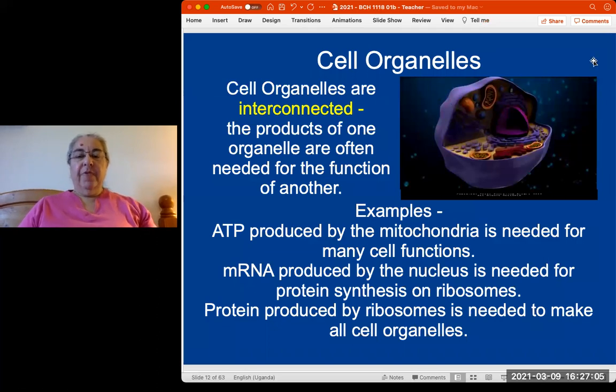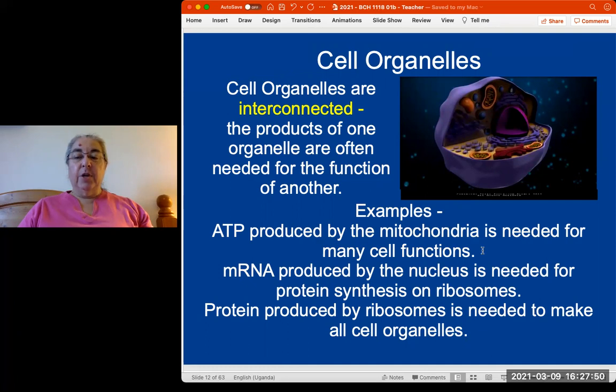So, one of the main points I want you to remember from that video is the way that cell organelles are interconnected with one another. Physically within the cell, we'll be talking about some of those connections, but also biochemically, because very often the products of one organelle are needed for another one to carry out its function. So, for example, ATP we know is produced by mitochondria and is needed by many other parts of the cell to allow them to carry out their functions.